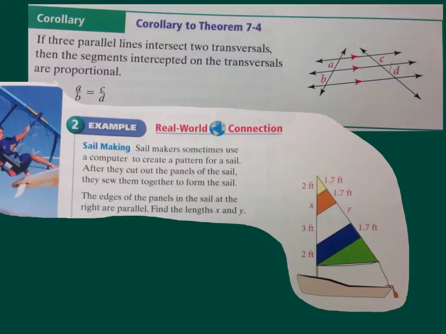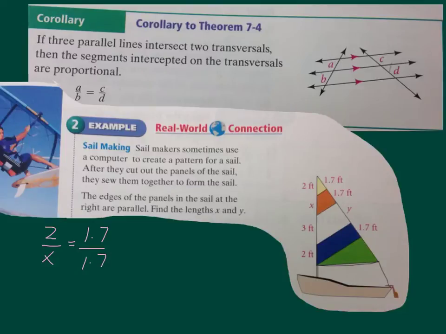It says sailmakers sometimes use a computer to create a pattern for a sail. After they cut out the panels of the sail, they sew them together to form the sail. The edges of the panel and the sail at the right are parallel. Find x and y. Well, to find x, hopefully you'd set up a proportion that would look something like this: 2 over x is going to equal 1.7 over 1.7.